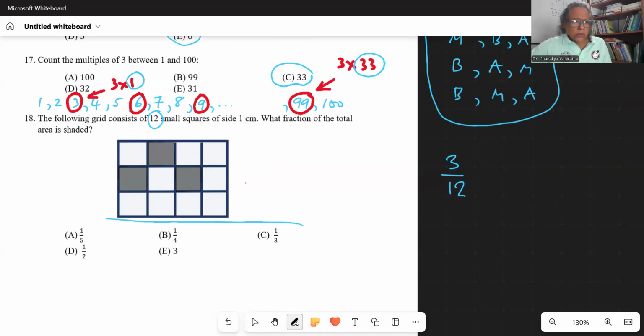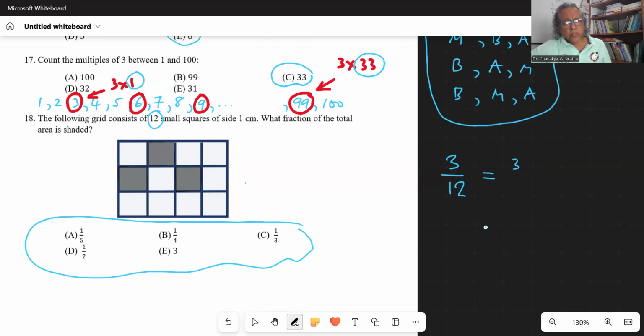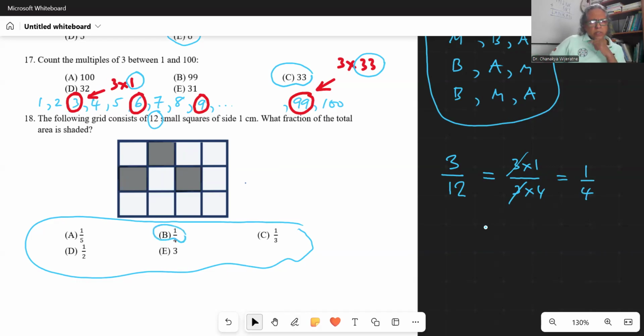Now we don't see 3 over 12 in the given answers. The problem is that when you have a fraction like this, you can simplify the fraction by taking out the common factors. So 3 is actually 3 times 1, and 12 is 3 times 4. Now you can cancel 3, so you get 1 over 4. And of course, 1 over 4 is here. So this is the answer.